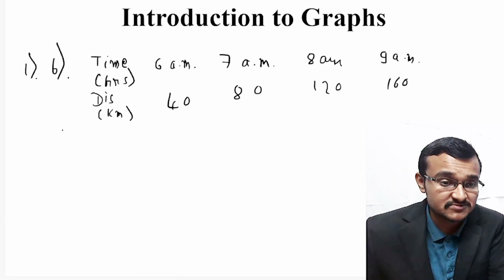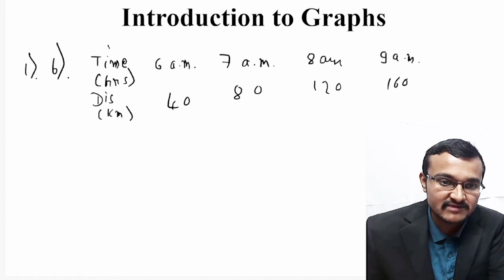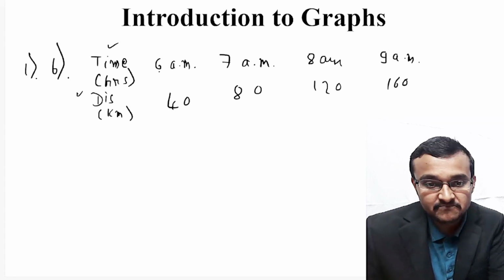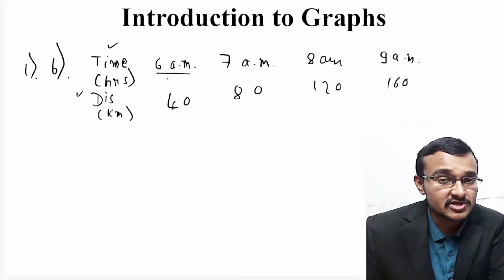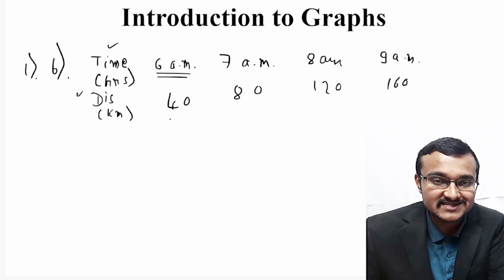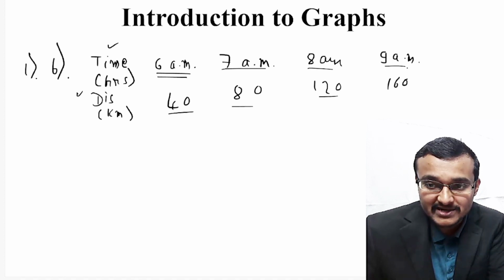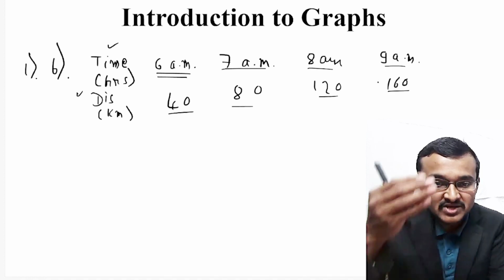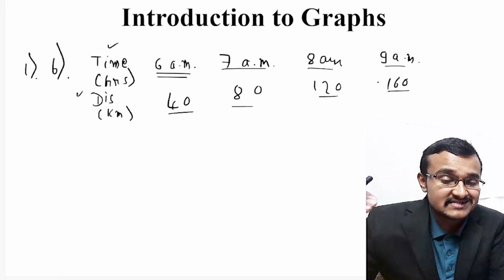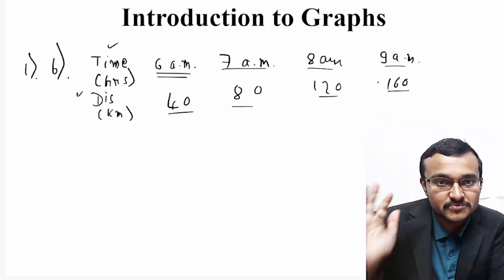Coming to the B question in this first question, here also they have given time and distance as two variables. Here time will be the independent variable, or the controlled variable, and distance will be the dependent variable. This is the time at which a particular car has traveled a particular distance in kilometers. At 6 a.m. this car has covered 40 kilometers, at 7 a.m. it has covered 80 kilometers, at 8 a.m. it has covered 120 kilometers, and at 9 a.m. it has covered 160 kilometers. That means in every 1 hour it is going on covering 40 kilometers constantly. So that's why this graph will also be a linear graph.